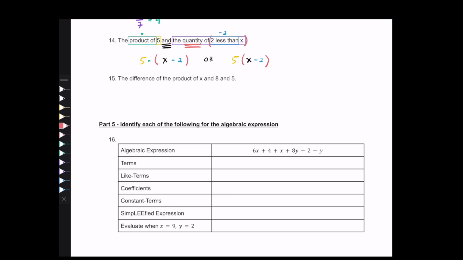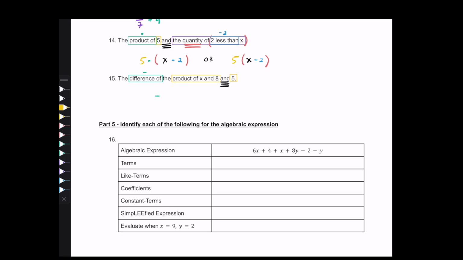For number 15, we have this word difference. So the difference of, so what are we finding the difference of? What does the word difference mean? The word difference means we're subtracting some things. So it's important to know we're subtracting. So what are the two things? Let's look for the word and. The word and tells you what two things we're going to be subtracting. So the first thing looks like the product of x and 8. That's the first thing that we're subtracting. And what's the second thing we're subtracting? 5. Okay, so these are the two things that are going to be on either side of the subtraction sign.